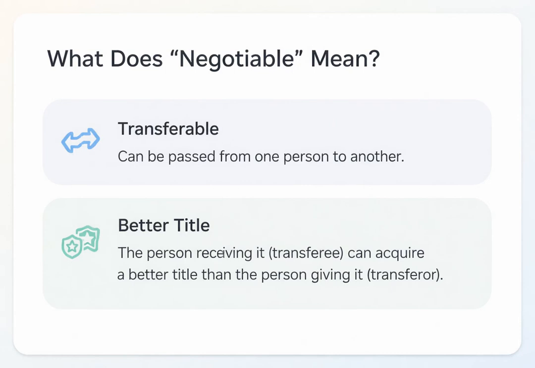The word negotiable basically means transferable, but in law it has two distinct characteristics, as noted by legal scholar Barak. First, the instrument can be transferred from one person to another, transferring the rights along with it. Second, and most importantly, the person receiving the instrument might actually acquire a better legal title to it than the person who transferred it to them.